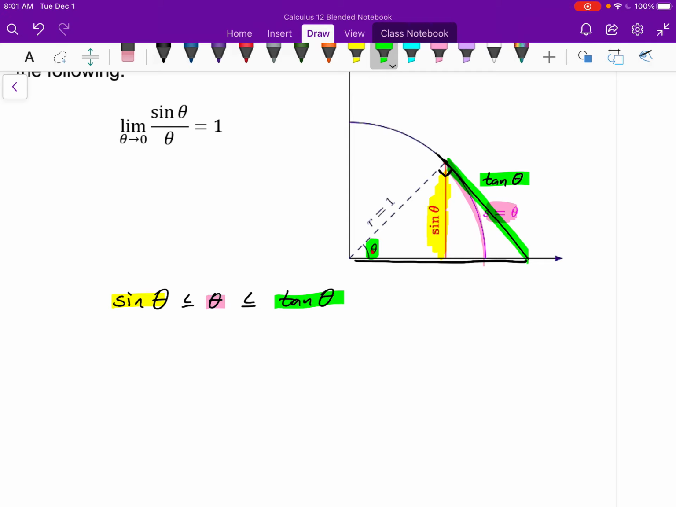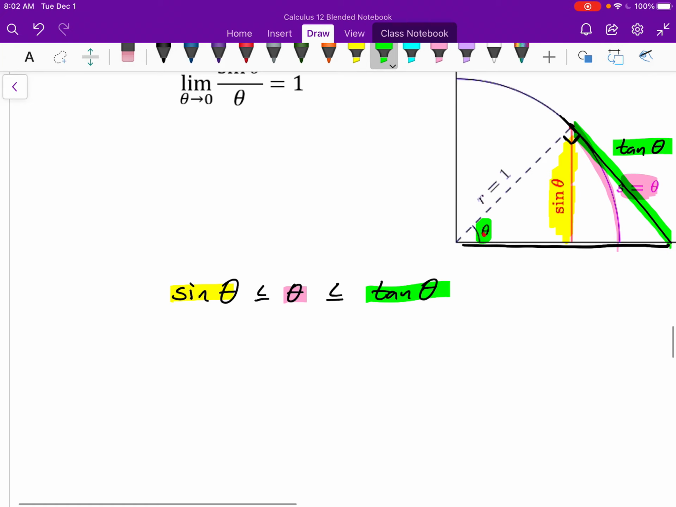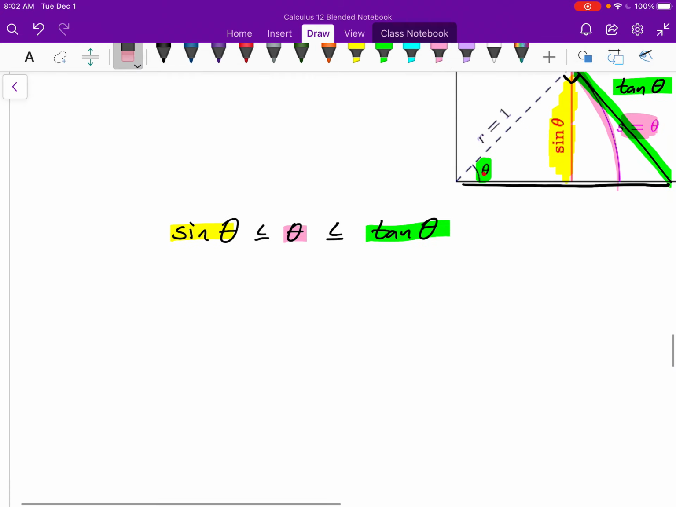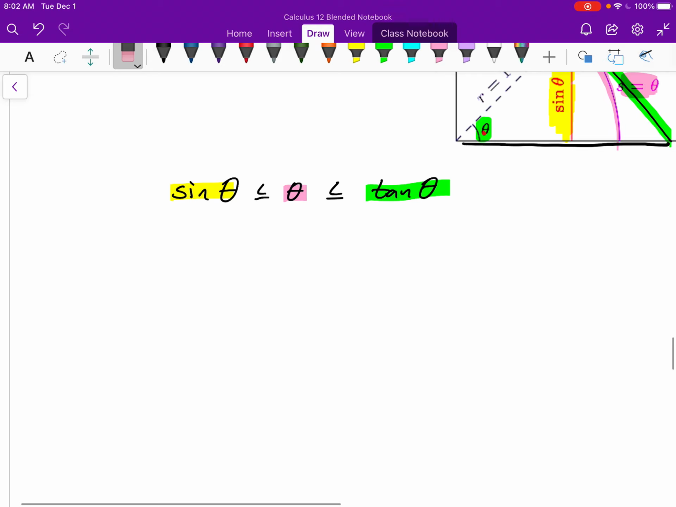All right. So now I have the setup for my squeeze theorem. That's it. What do I want to do? Eventually, I want to get that middle part the same as sine theta over theta. I'm going to logically approach there. So right now, I know this statement's always true. So the first thing I want to do is divide everything by the sine of theta.